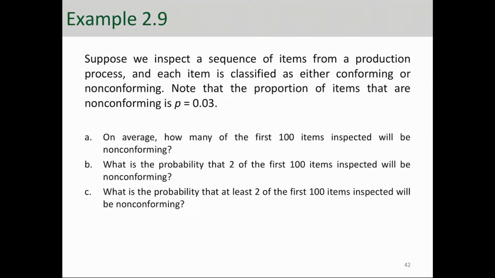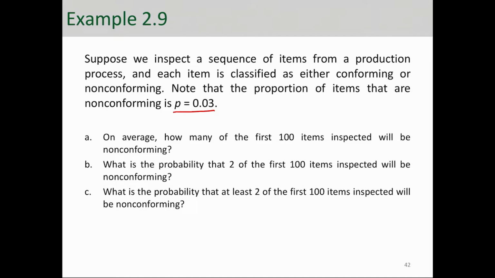Welcome back, everyone. In this video, we're looking at one more example on binomial random variable. Suppose we inspect a sequence of items from a production process. So it's an inspection process when products are produced, and each item is classified as either conforming or non-conforming. Note that the proportion of items that are not conforming is 3%. So here, success, or quote-unquote success, is when a product is non-conforming, and the probability of success is 3%.